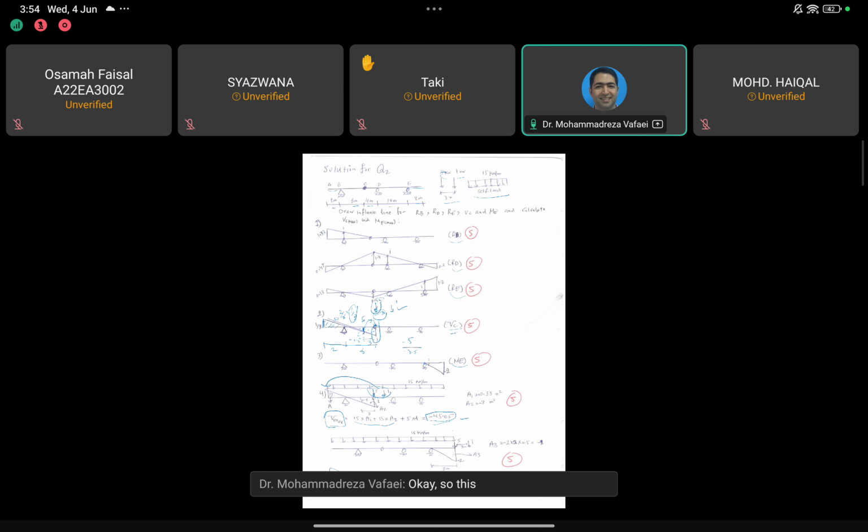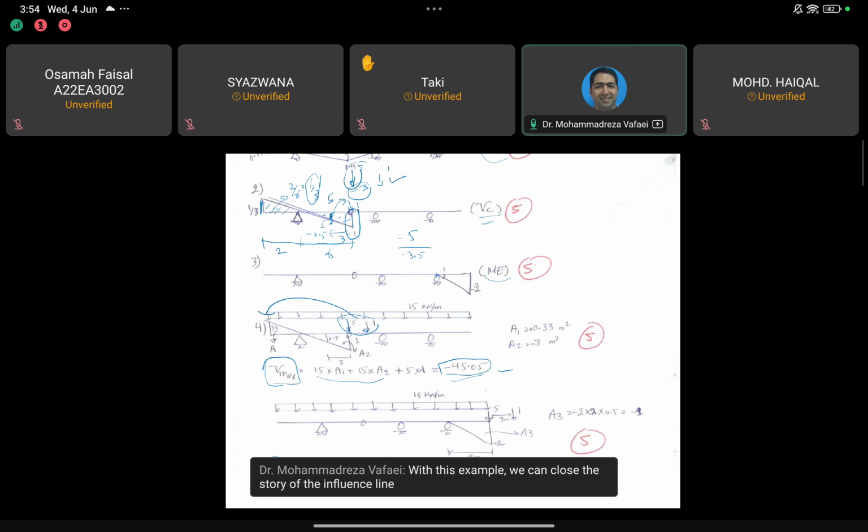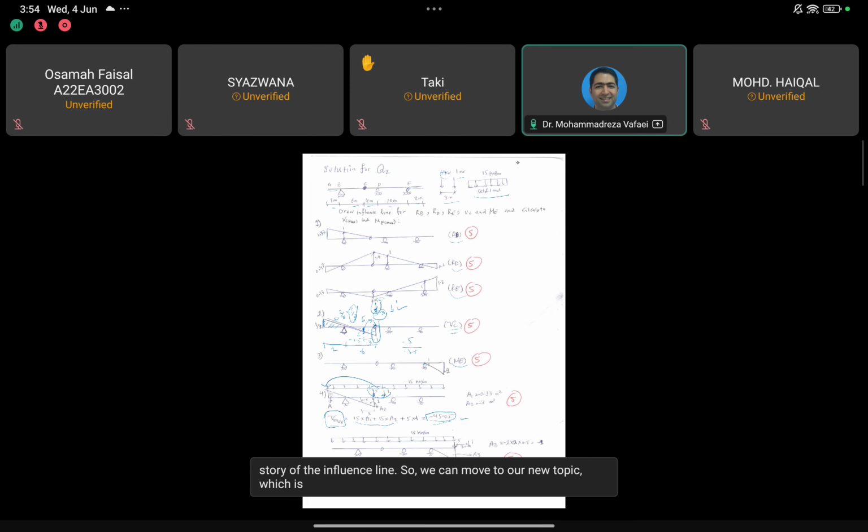Okay, so this is just an example. You can look at it with care. And if you have any questions, then we can discuss it. Any questions? With this example, we can close the story of influence line. So we can move to our new topic, which is plastic analysis. If you have any questions regarding influence line, you can ask during our next class when we have face-to-face. So try to see if you can solve these examples by yourself without looking at the answer.